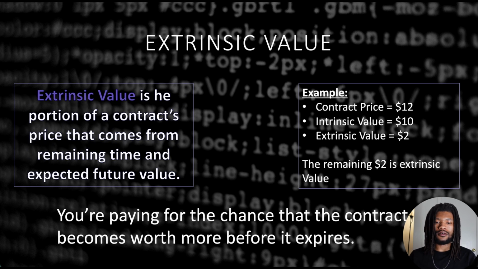Extrinsic value is the portion of the contract's price that comes from the remaining time and expected future value. I know it just sounds like a bunch of words, but what you're basically doing is paying for the chance that the contract becomes worth more before it expires. The calculation for extrinsic value is contract price minus the intrinsic value. So if the contract price was $12 and the intrinsic value was $10, that would make your extrinsic value $2. It would be the remaining value of that contract that's not intrinsic.